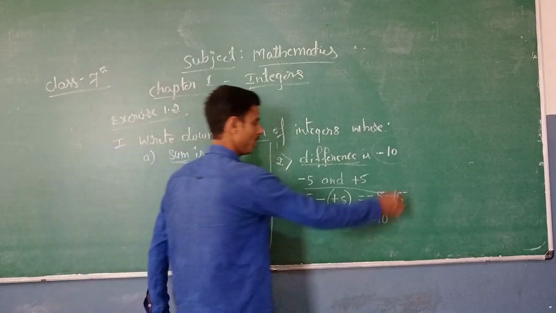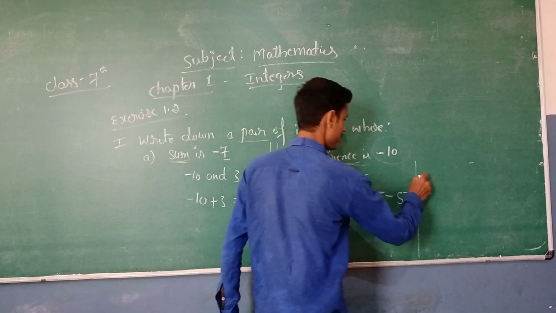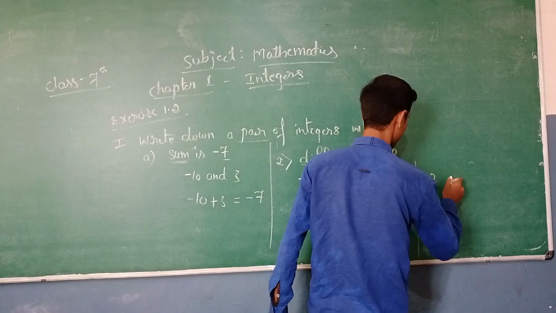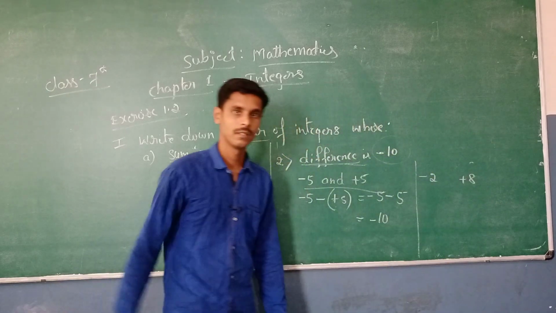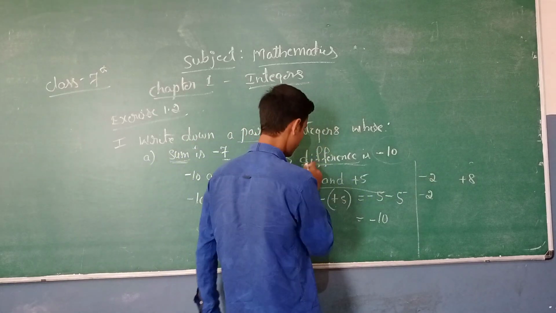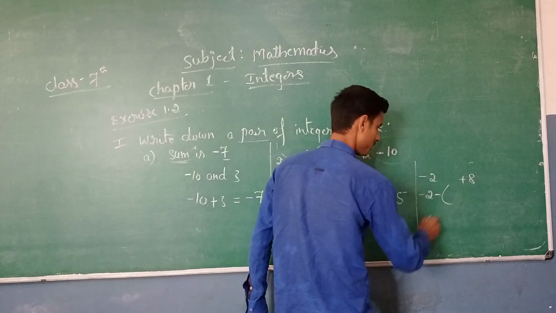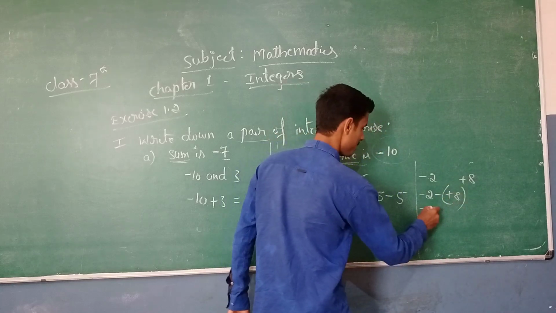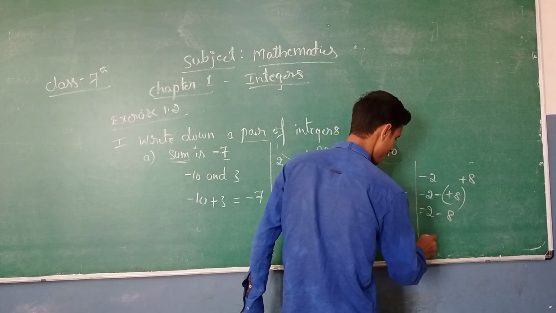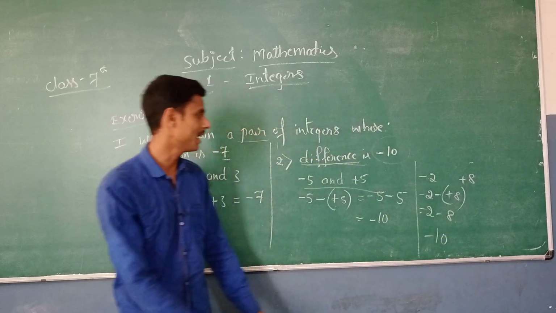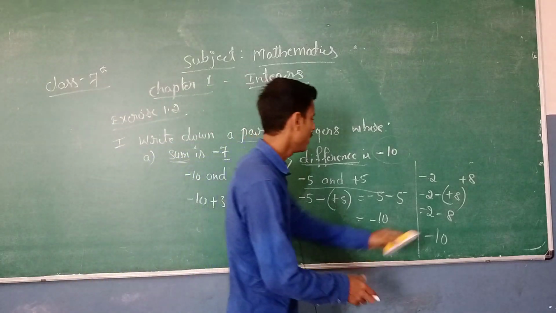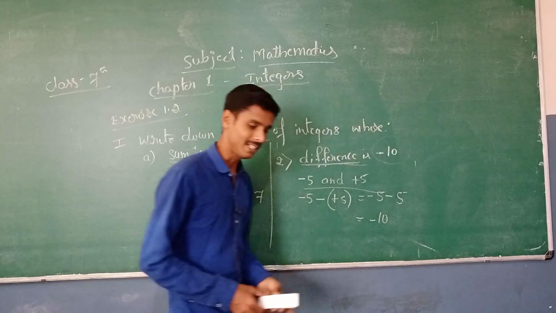Clear? So one more pair we can write. Can we write minus 2 and plus 8? Let's see. Minus 2. Difference means minus of plus 8. So minus of plus is minus 8. Minus 2 minus 8 is minus 10. Therefore, we can write so many pairs of integers. So we have to concentrate on the condition here.